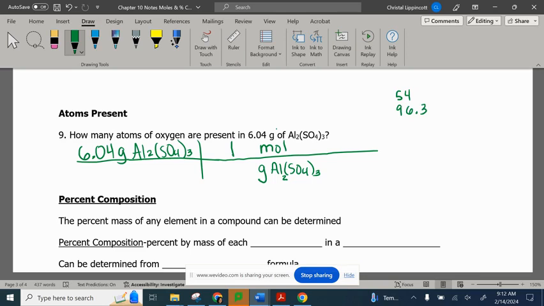And then I need 12 oxygens. I can't do that in my head, you guys. Sorry. 32.1. Yeah, I got that right. So 16 times 12 is 192. I'm going to add all of these together, and that's going to give me 342.3. So that's the value that I'm putting down here for this first conversion factor.